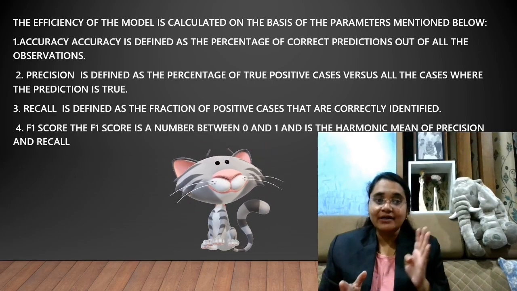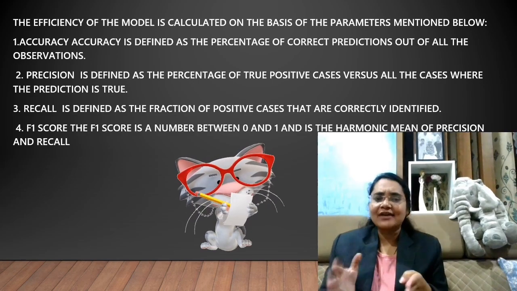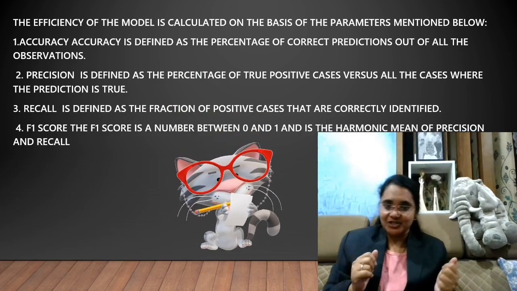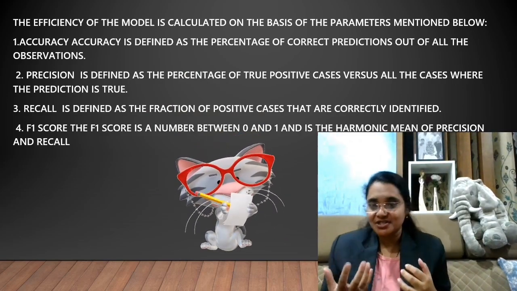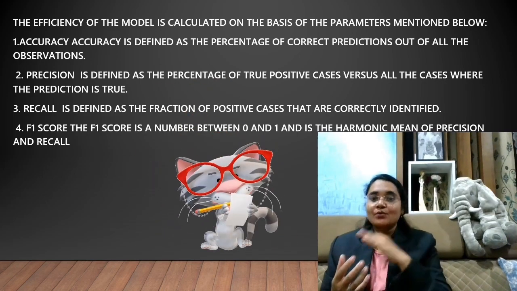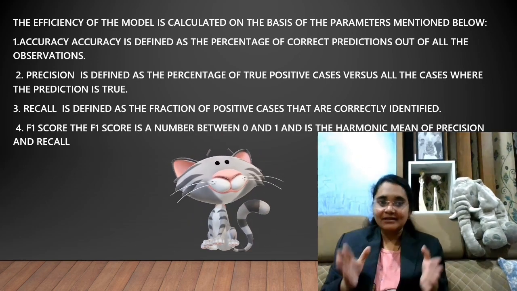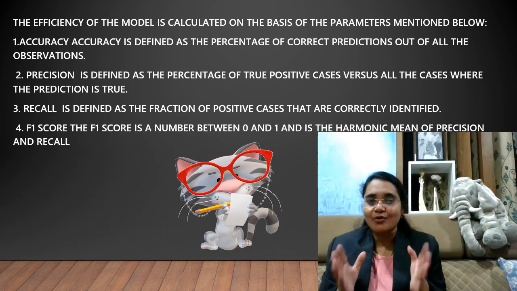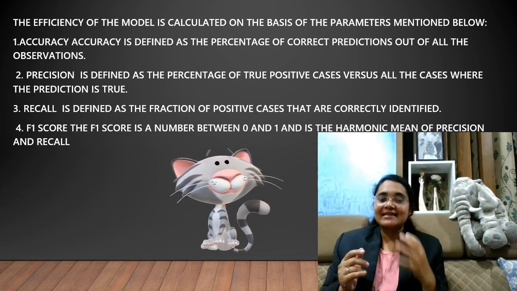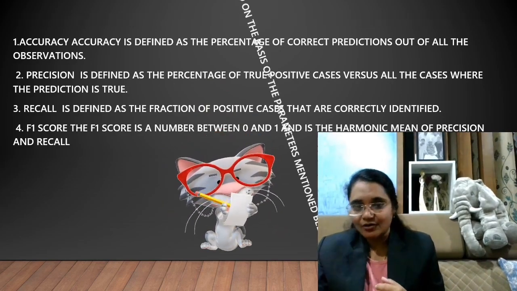One is accuracy. I already told you about these four in the starting. Accuracy is defined as the percentage of correct predictions out of all the observations. The next one is precision. Precision is defined as the percentage of true positive cases versus all the cases where the prediction is true. The third one is recall. Recall is defined as the fraction of positive cases that are correctly identified. F1 score is a number between 0 and 1, and it is the harmonic mean of precision and recall.